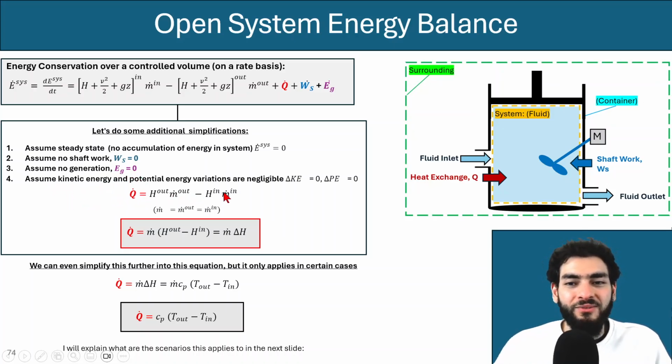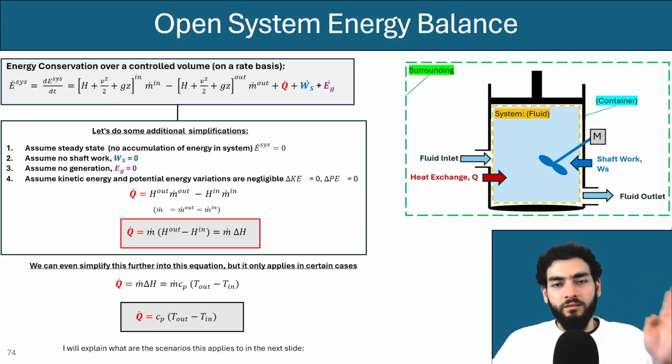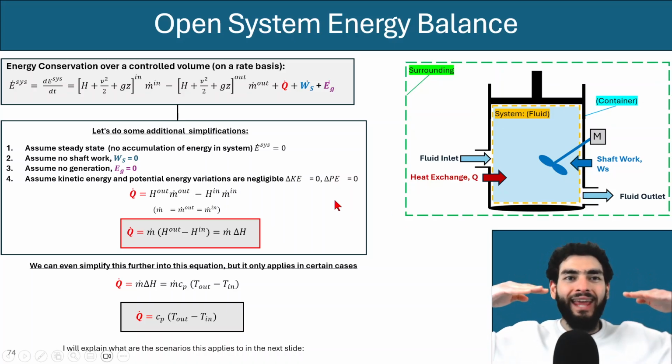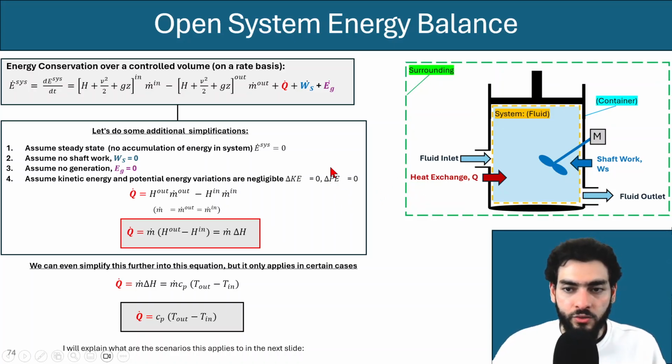And also you could assume that the kinetic energy and potential energy variations are negligible. So that means the kinetic energy change equals zero and the potential energy change equals zero. That is the change in kinetic energy from the outlet with respect to the inlet, and the same thing, the change in potential energy of the outlet with respect to the inlet, can be zero because, let's say, if you don't have any elevation, or if it's a horizontal pipe, then there's no change in elevation, then obviously the potential energy change would be zero.